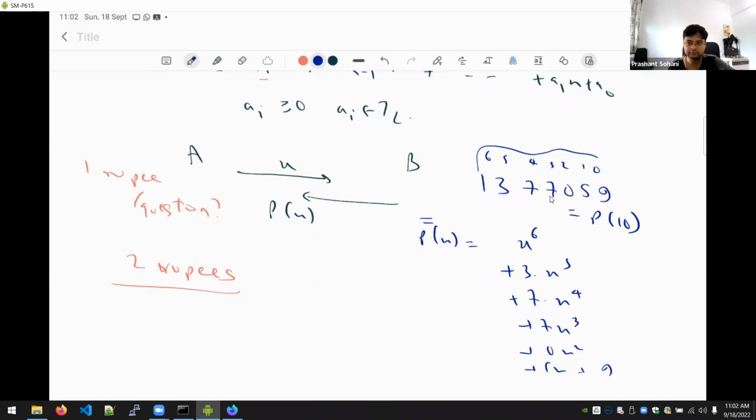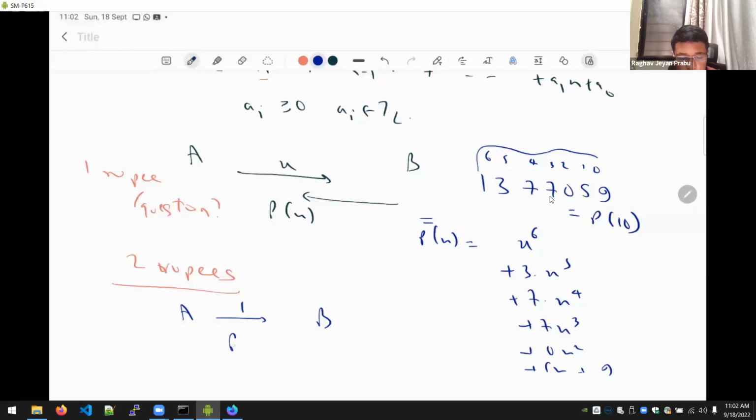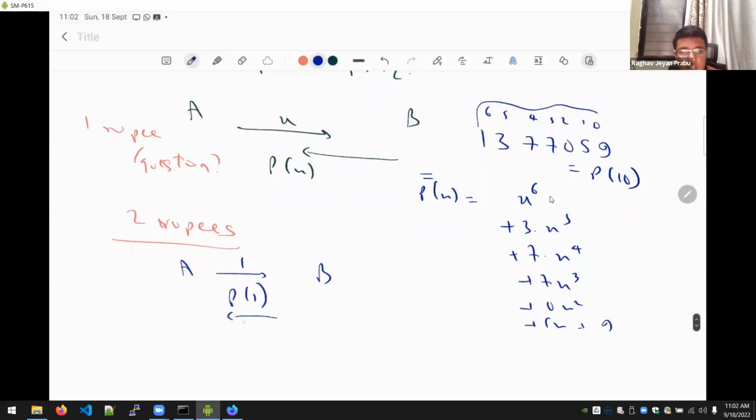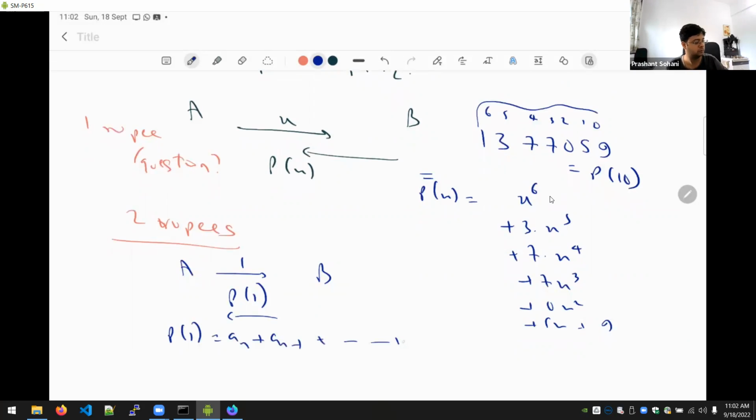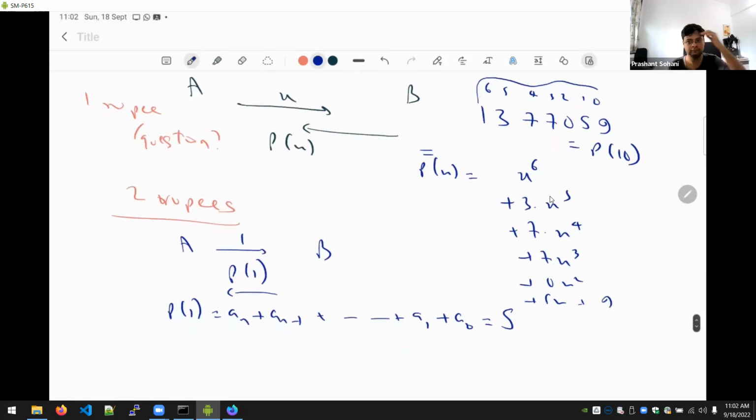Yes, Raghav. So I think I got the solution. Okay, go ahead. So first, Alice would ask Bob P of 1, right? The sum of coefficients, a_n plus a_(n-1) plus all the way to a_1 plus a_0. So we'll get the sum of coefficients, and we'll call that sum s. Now, since all of these are non-negative integers, they have to be smaller than s. So all a are smaller than s.